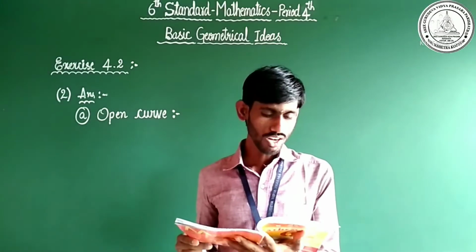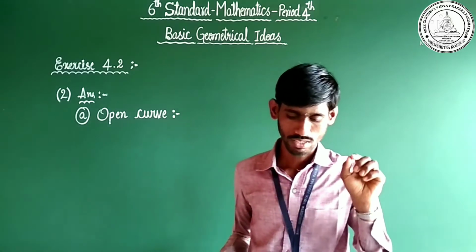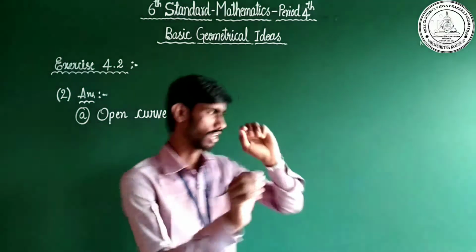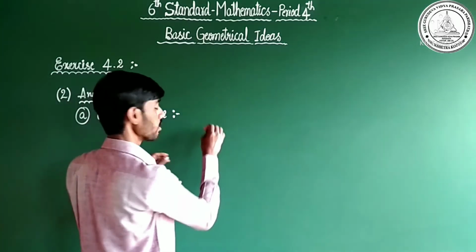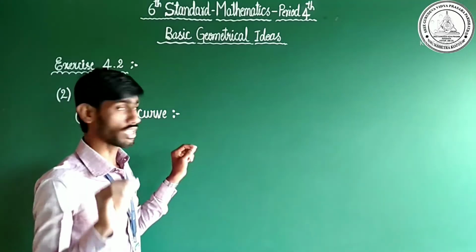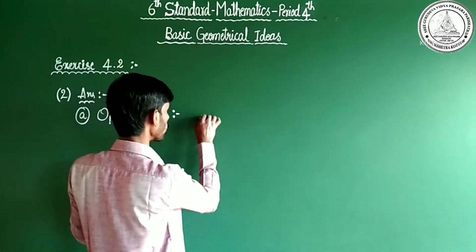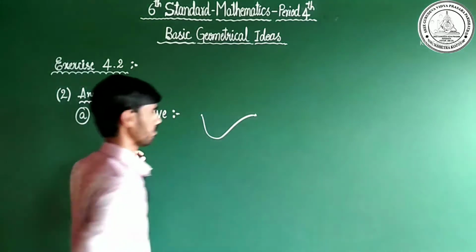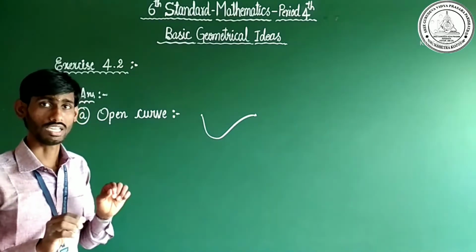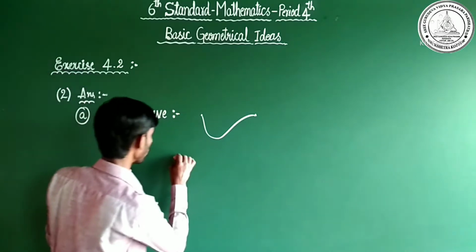Next question. Draw rough diagrams to illustrate the following. A, open figure. B, closed figure. Observe here, open figure. Draw any open figure. Yes, I will draw. Dear children, please use a pencil while you are drawing an open figure or closed figure. This is the example of an open figure, and we need to illustrate. Illustrate is nothing but explaining why it is an open figure. Just write below.